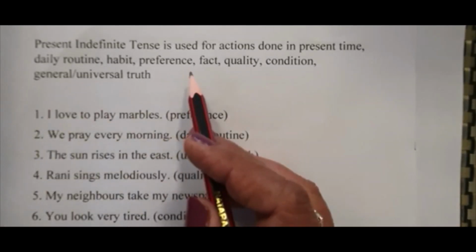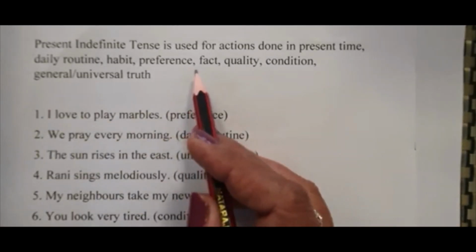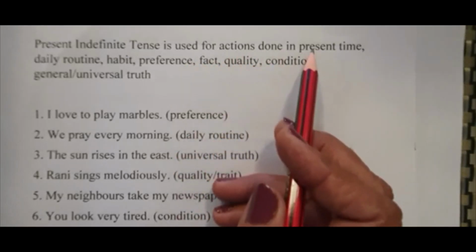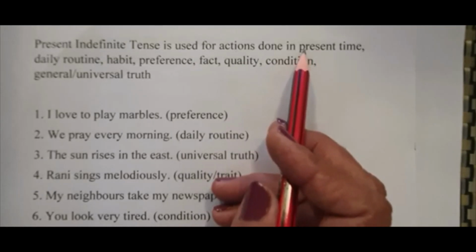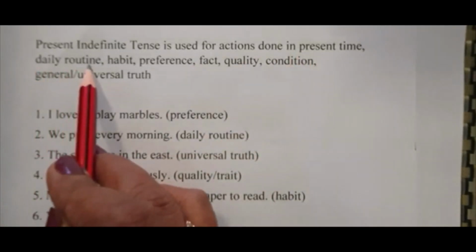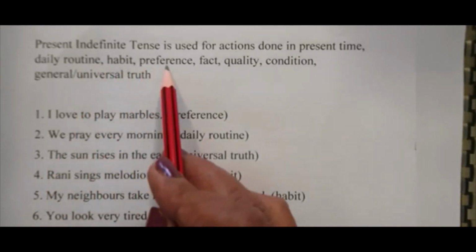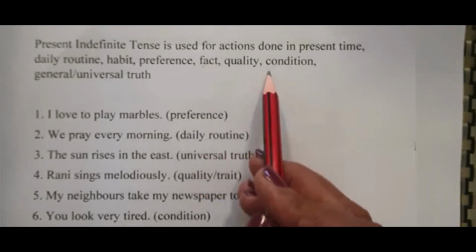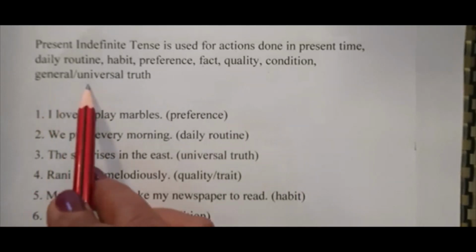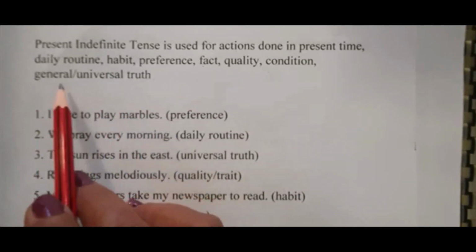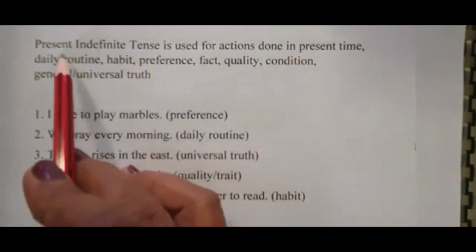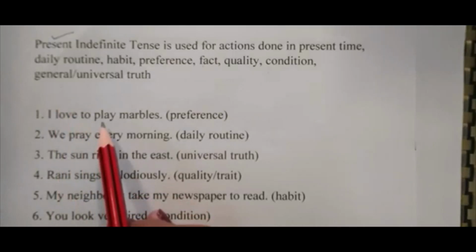Next, a very important rule related to present indefinite tense: it is used for all the actions which are done in present time. Not only in present time, but also all the actions which are done as daily routine, habit, your preference, your like or dislike, the fact about your job, your life, quality of something, condition of something, general, as well as universal truth. All the sentences which convey all these things use present indefinite tense.